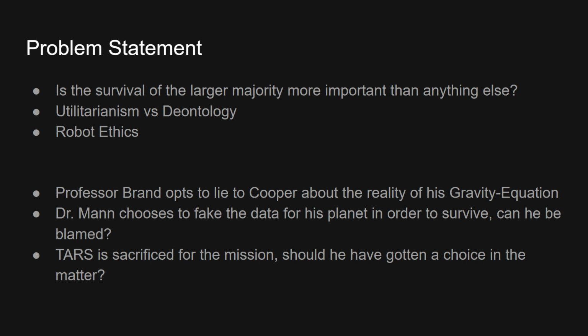The first one being that Professor Brand lies to Cooper about his gravity equation. So it's established early on in the film that Cooper's main motivation and goal in life is to raise his children and provide them with a good future. He wants his children to accomplish as much as possible given the current situation.